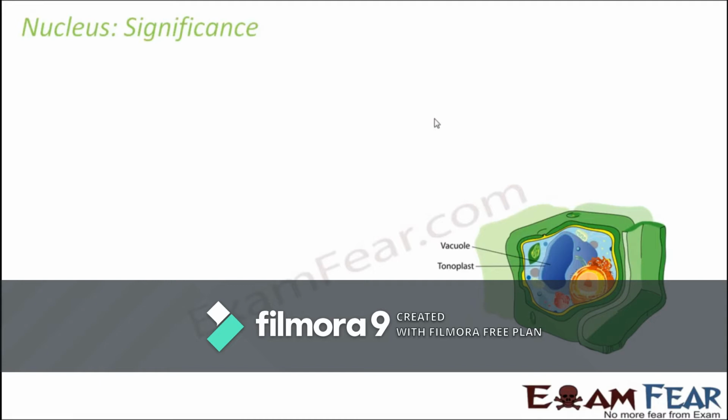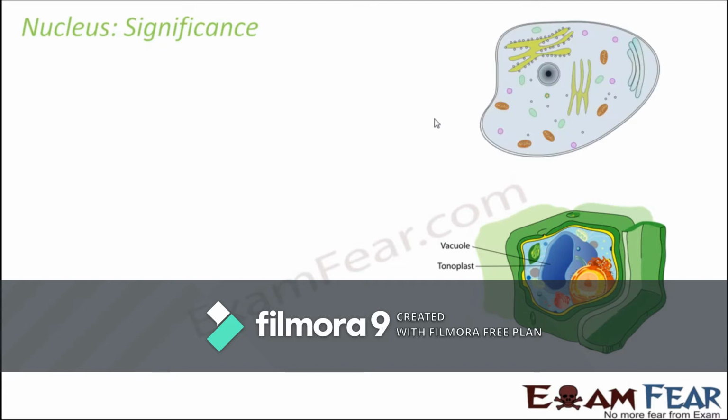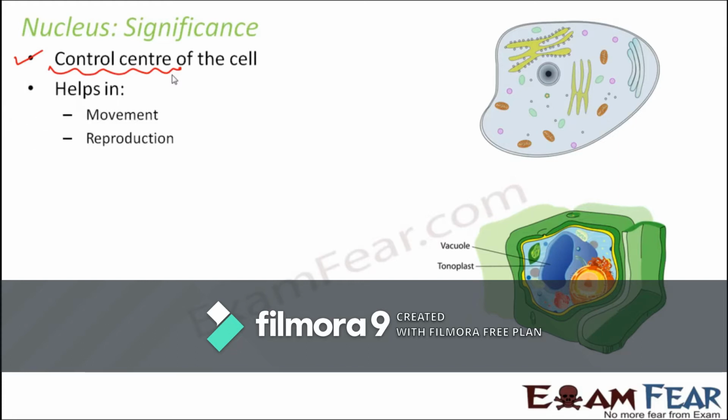So talking about the significance of nucleus, why do we say that nucleus is one of the most important component of the cell? That's because it is the control center of the cell. What do we mean by control center? So it is called control center because it participates in some of the very important activities of the cell. That is, it helps in movement and it helps in reproduction.